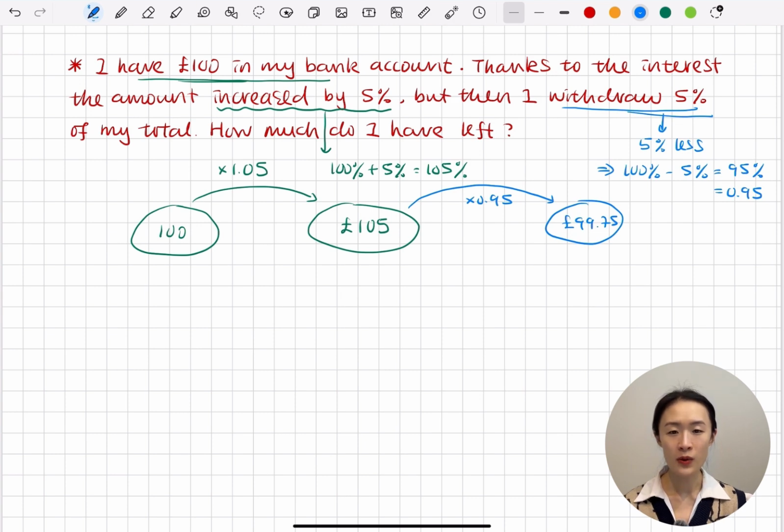Now I have covered all possible types of questions. Now we go forward, we go backward. When we go forward, we multiply. When we go backwards, we divide. And we also revised how to find the percentage change. So let's work on some exam questions.